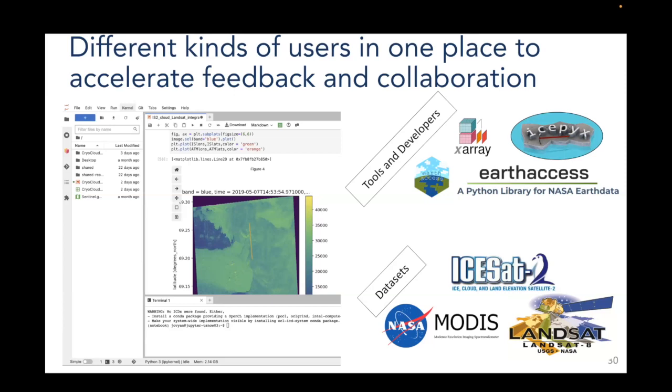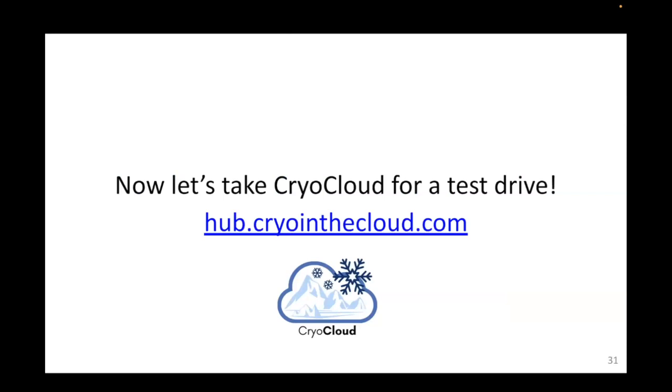And by using them in the cloud, we actively test them. We provide feedback when we find bugs that can immediately go to the developers who are also working in the same environment. It really speeds up how quickly we can fix bugs and really accelerates the progress that we can make and make sure that these tools are created to our unique needs as researchers. So with that, let's take CryoCloud for a test drive, and Wilson's going to take over now and help you get into CryoCloud and using all the tools.